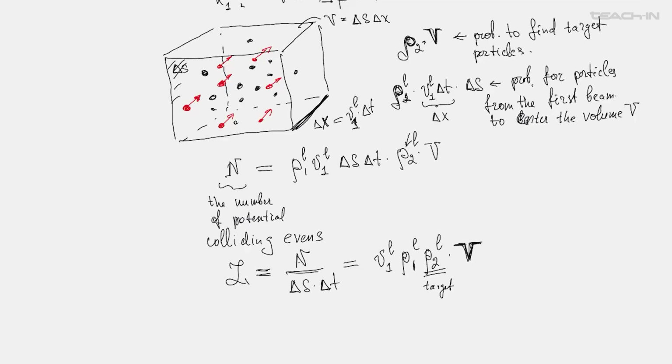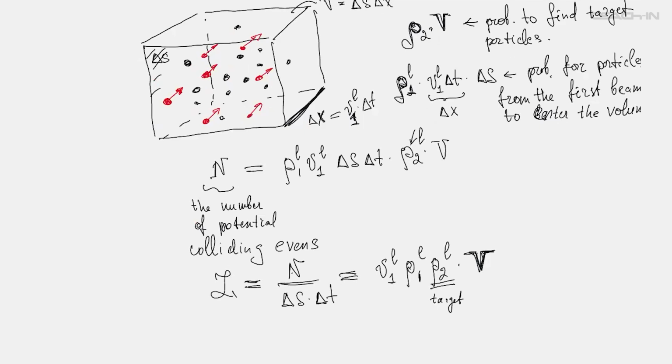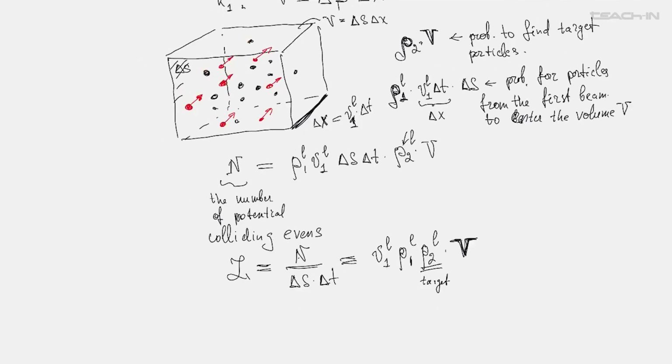But at this point, I think it's reasonable to make a break, say 10 minutes. Let's have a little bit of a rest to think about this definition of luminosity, and come back in 10 minutes to define the Lorentz invariant cross section. Okay? Okay, thank you. Let's have a break.